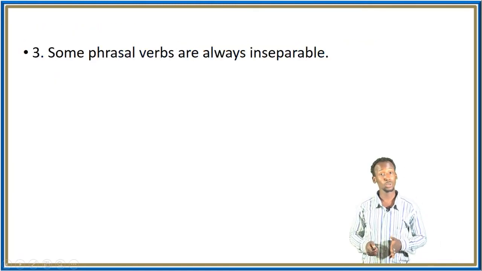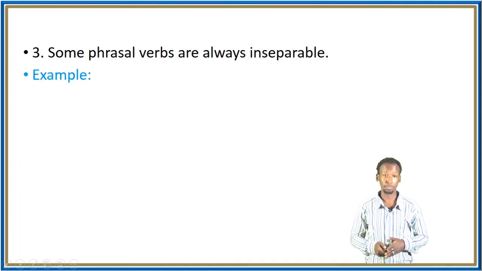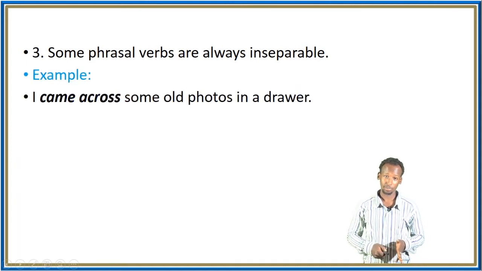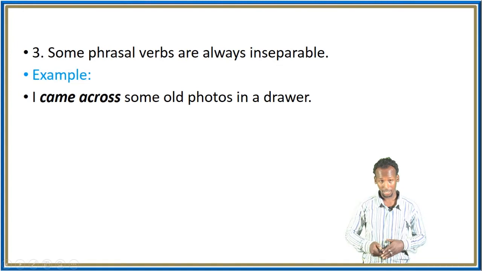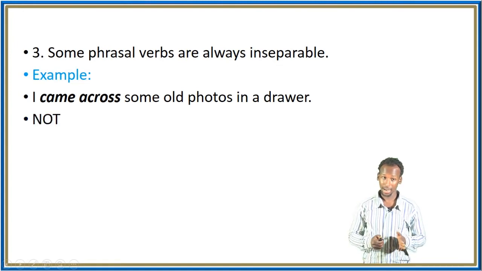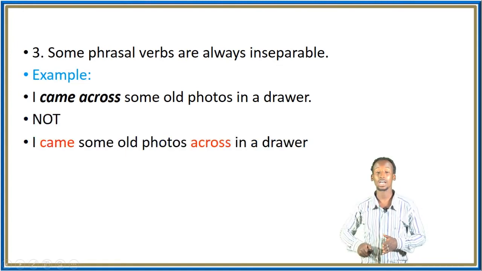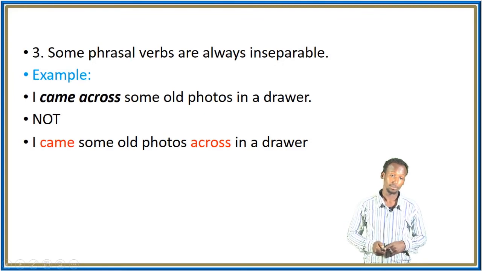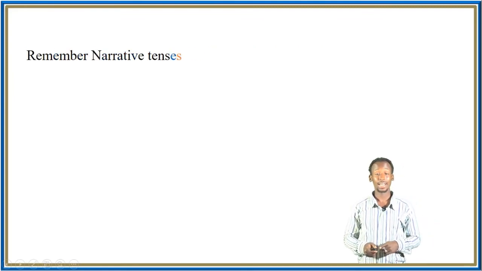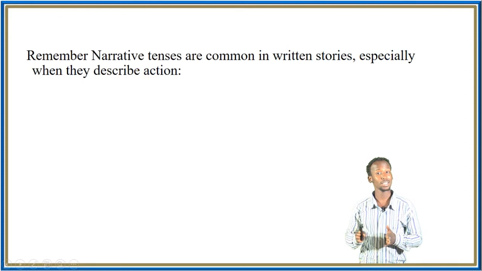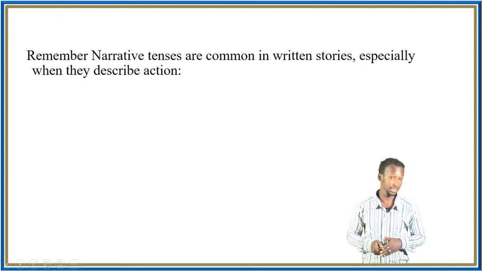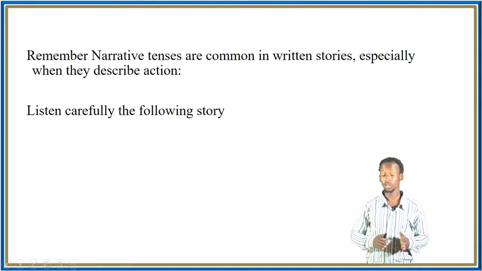Some phrasal verbs are always inseparable. Example, I came across some old photos in a drawer. Not, I came some old photos across in the drawer. Remember, narrative tenses are common in written stories, especially when they describe actions. So, listen carefully to the following story.